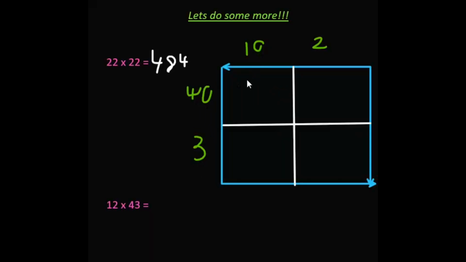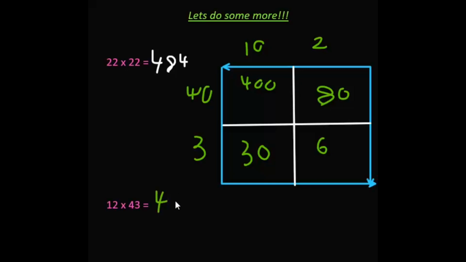Now 40 times 10 equals 400. 40 times 2 equals 80. 3 times 10 equals 30. And 3 times 2 equals 6. Okay, so now let's add. 80 plus 30 equals 110. 110 plus 400 equals 410. 410 plus 6 equals 416.